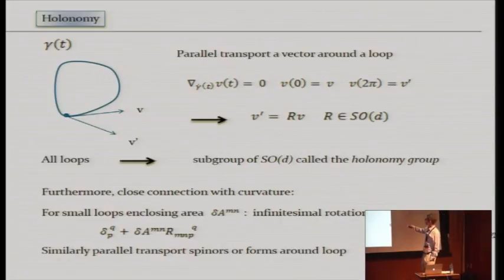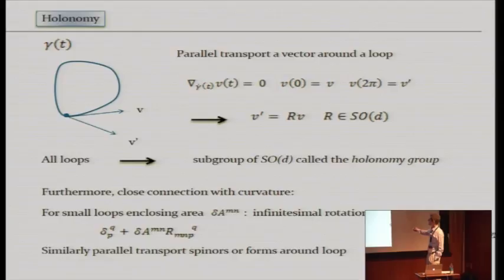However, if you have some extra structure, then you'll typically end up with a subgroup of SO(d). Okay? And that's the situation that we're going to have here. We have extra structure. We have, in fact, this very strong condition of having a covariantly constant spinor. So we will effectively end up with a subgroup of SO(d).